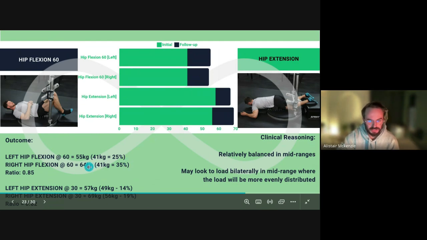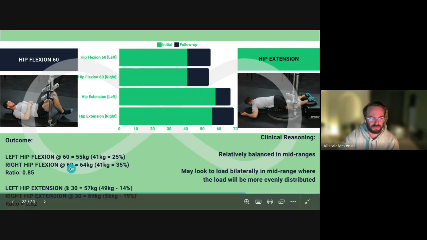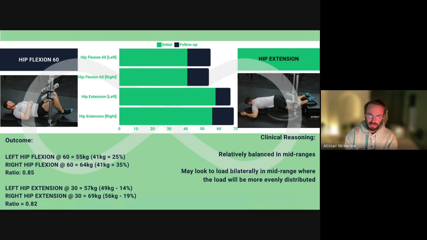So here we can see that the left hip flexion is increased by 25%, the right hip flexion is increased by 35%, and the ratio is slightly increasing. On the left side, the left hip extension is now increased to 57%, and the right hip extension is increased to 20%. And this was over a period of 2 or 3 weeks tops, 3 or 4 maybe tops.